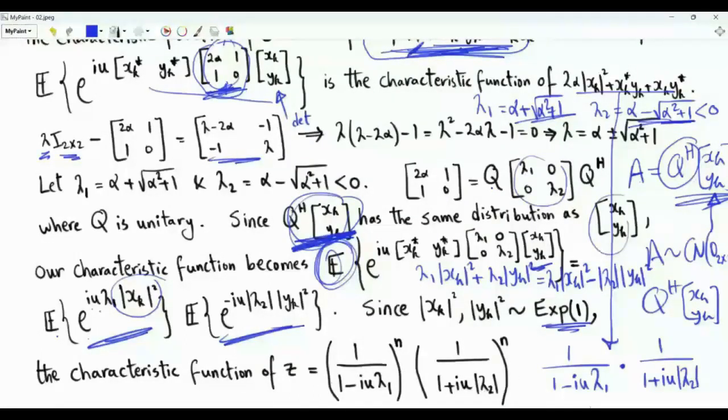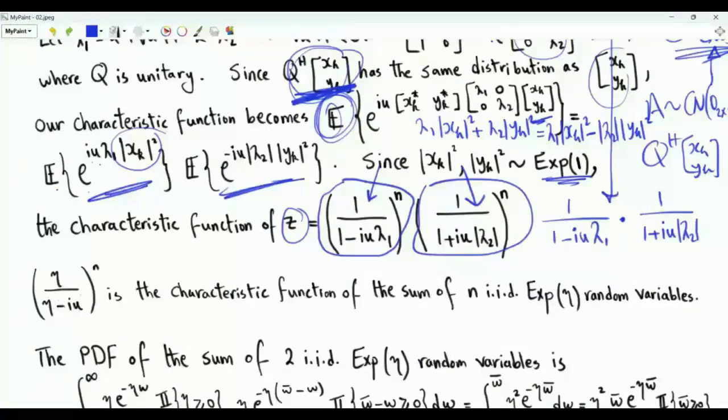The characteristic function of z is this product raised to the power n. We can think of it as this characteristic function times this characteristic function, which means that z can be thought of as the sum of two independent random variables. One of them has this characteristic function and the other has that one. We can try to obtain the PDF of each of those two random variables, and then to obtain the PDF of the sum, which is z, we can do convolution.